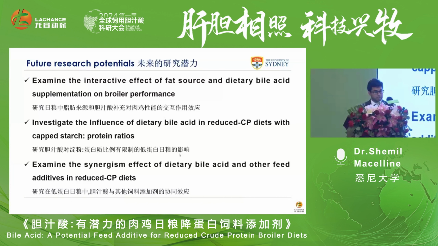This type of diet has less wheat but high fat, which is not favoured in least cost formulation, but we are interested in looking at how the bile acid works with a high fat diet instead of a high wheat diet. Finally, examine the synergistic effect of dietary bile acid and other feed additives in reduced crude protein diets.